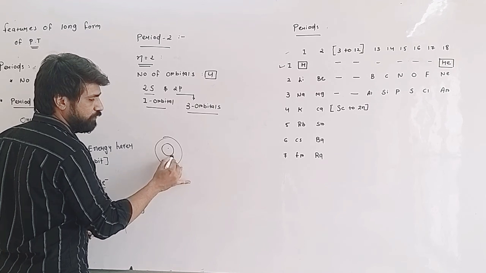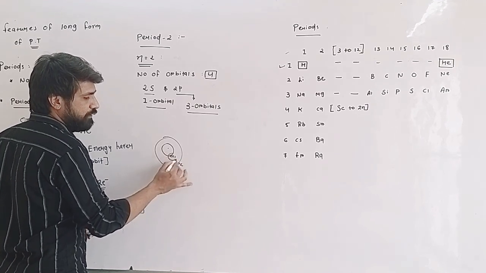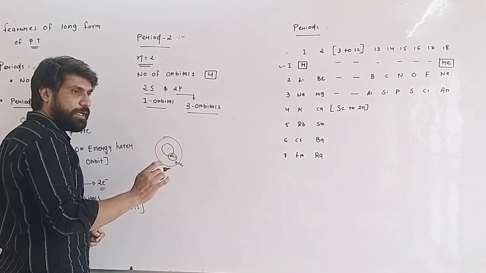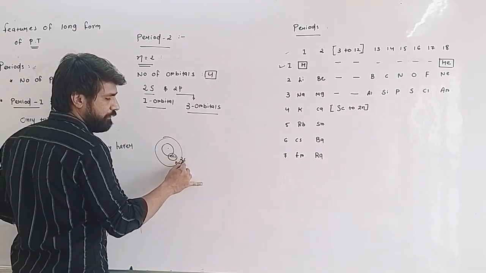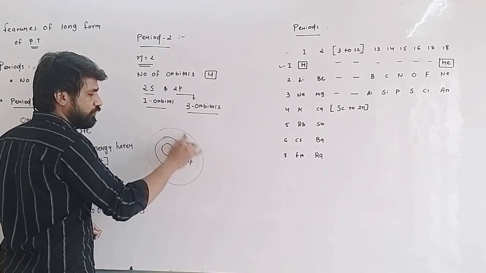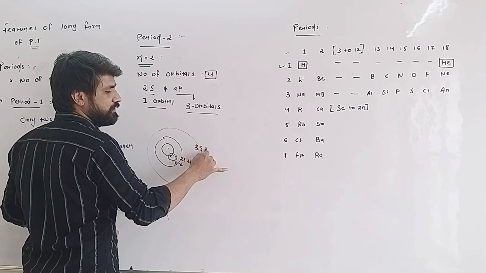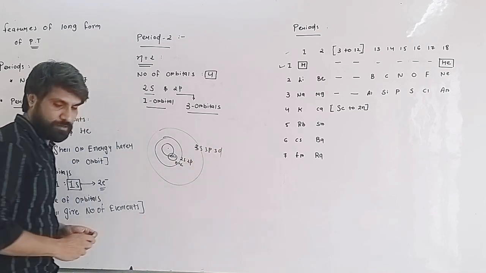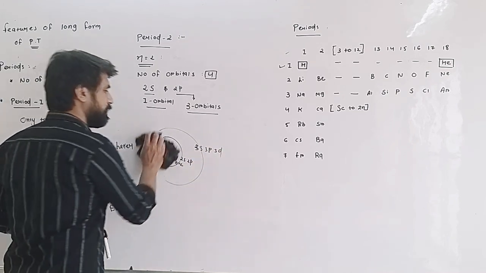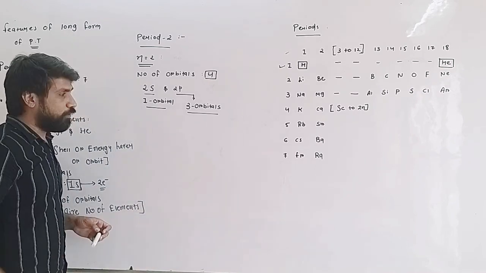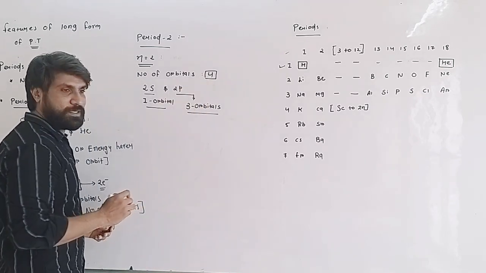You can remember that. That is 1, that is 2. n is equal to 1 has 1 orbital, 1s. Then n is equal to 2 has 2s and 2p. n is equal to 3 has 3s, 3p and 3d. You can remember that now? Simple is that. So, what number of orbitals are there? 4 orbitals. Is it clear?